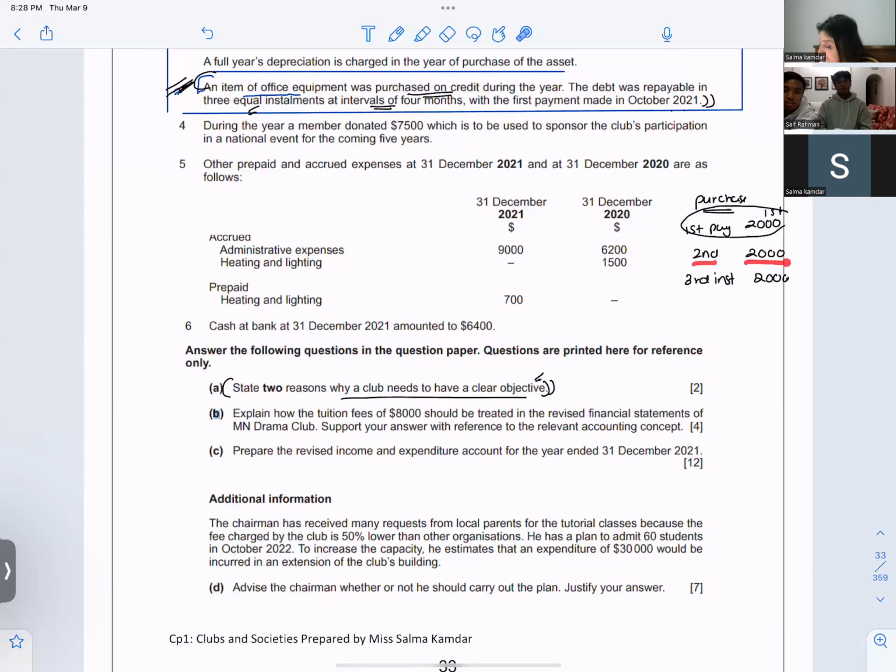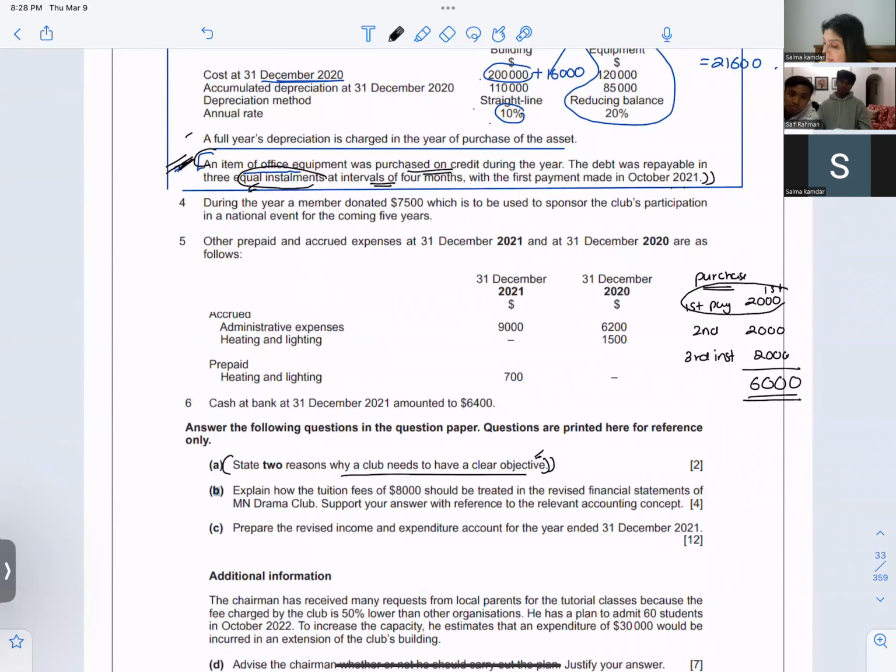Second payment, 2,000. Third installment, 2,000. So the total will be 6,000. Miss, but the second and third installments will be in the next year, right? But you are purchasing the asset, and the asset will be used in this year. And it is your policy that a full year's depreciation is charged in the year of purchase.